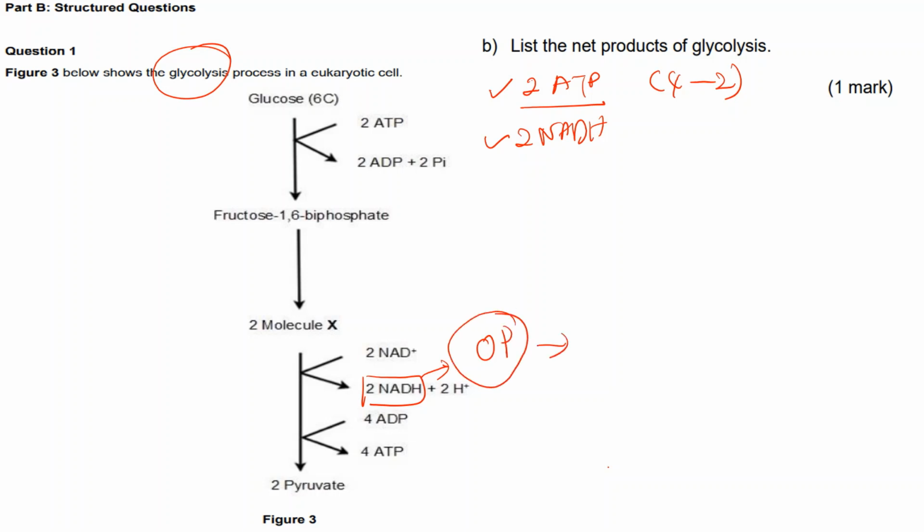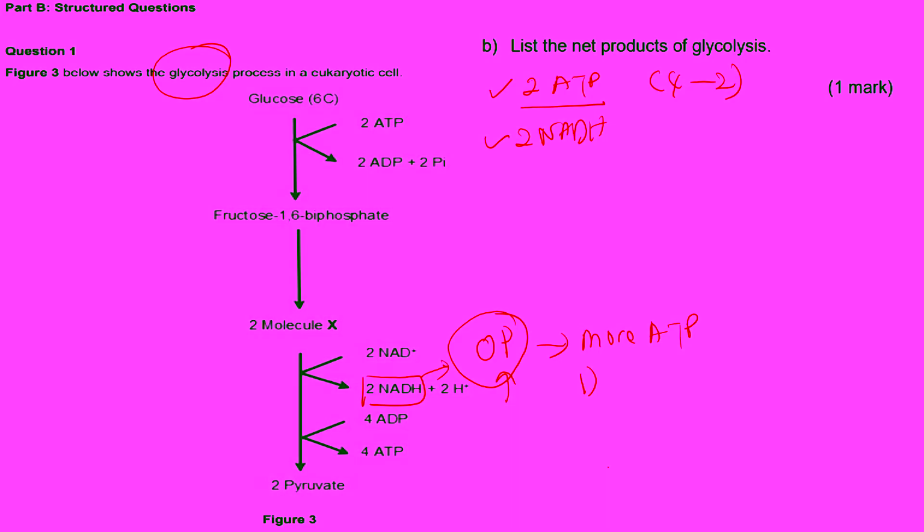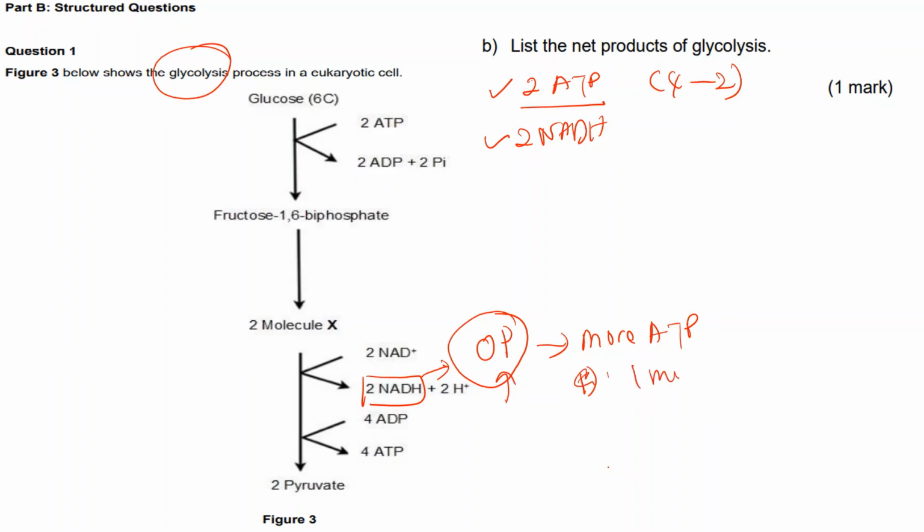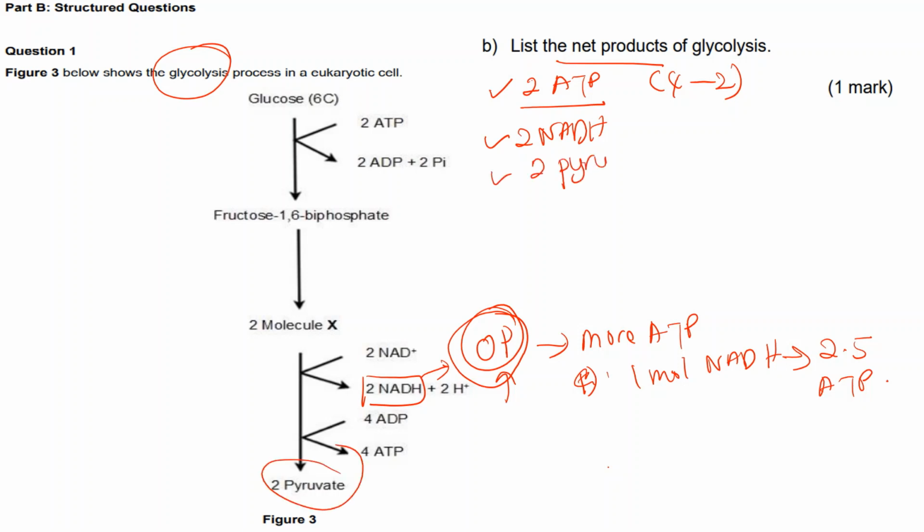Oxidative phosphorylation will produce more ATP molecules for each NADH that enters into oxidative phosphorylation. So for one molecule of NADH, during oxidative phosphorylation, it produces 2.5 molecules of ATP. Another product of glycolysis is 2 molecules of pyruvate.